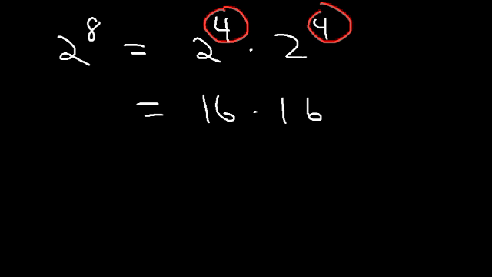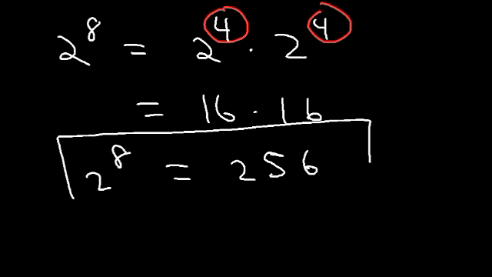Well, 2 to the 8th is 2 to the 4th times 2 to the 4th, because 4 plus 4 is 8. 2 to the 4th power, that's 2 times 2 times 2 times 2, 4 times, which is equal to 16. And 16 times 16 is 256. So 2 to the 8th power is 256. So we can draw up to 256 stereoisomers.